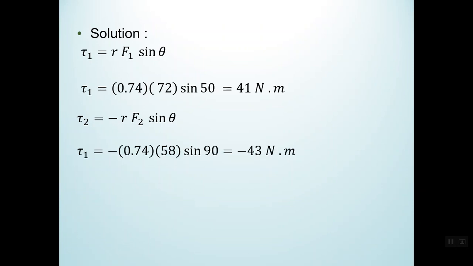Substitute the numbers, we find tau 2 is equal to minus 0.74 times 58 times sine 90, which is equal to minus 43 Newton meter. To calculate the total torque, we use total torque is equal to tau 1 plus tau 2, which is minus 2 Newton meter. Here, the total torque is negative, so the wheel rotates clockwise, and as we note, F2 is less than F1, but it has the greater effect in determining the wheel's direction of rotation.